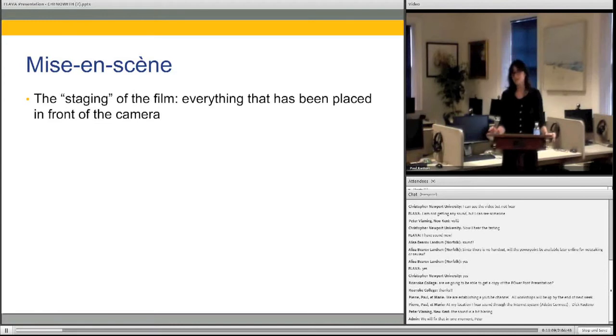So mise en scène is quite simply the staging of the film. It's a term that's borrowed from theater. Of course, a French term that still means essentially directing in the realm of the theater. But it's everything that's been placed in front of the camera, right? So before the cameras are ever turned on, in preparation for the filming, we have mise en scène.